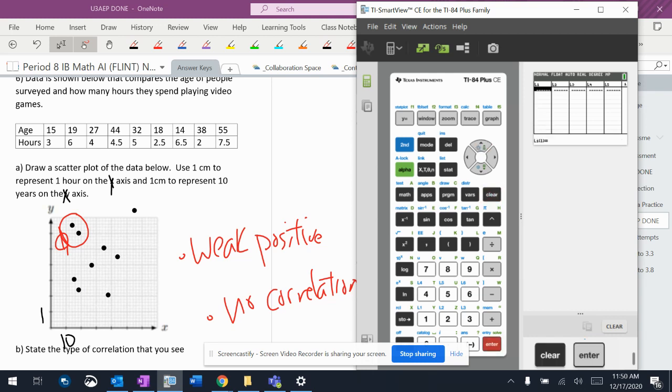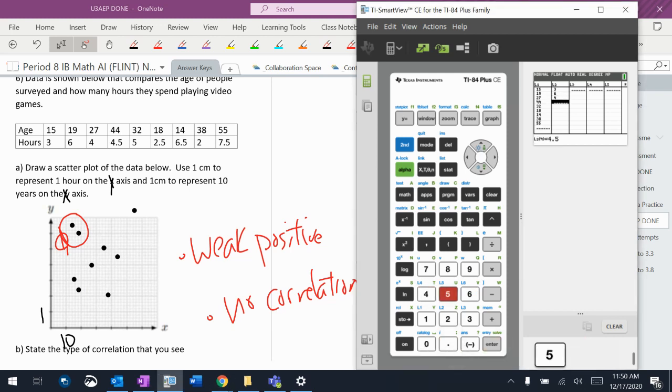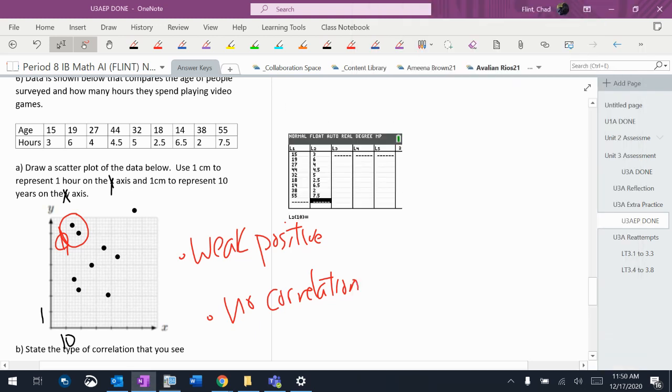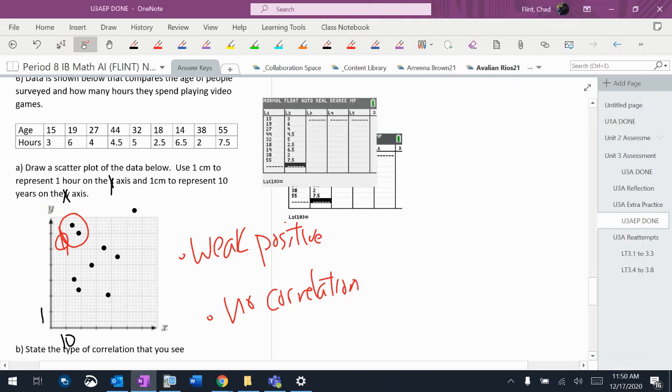All right, so 15, 19, 27, 44, 32, 14, 38, 55. And then 3, 6, 4, 4.5, 5, 2.5, 6.5, 2, and 7.5. Okay, again, I'm going to drag this over and drop it so that I can look at it and make sure that I didn't make any mistakes.